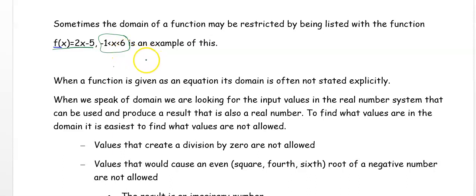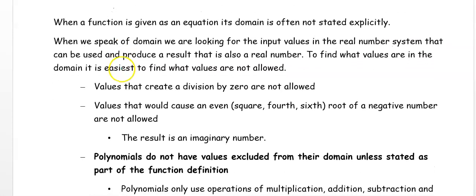This gets used a lot in scientific and in physical and engineering applications where a model might only be good for a certain set of values or certain temperatures. But if this wasn't here, this domain would be all real numbers. We'll talk about that in a minute. But sometimes your domain is restricted by the function stating it outright. That's not usually the case, though.